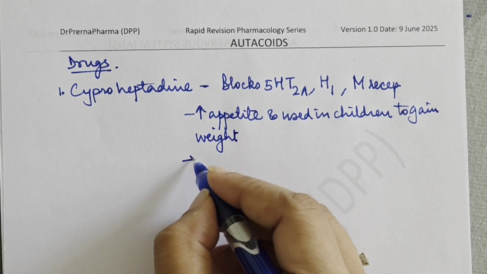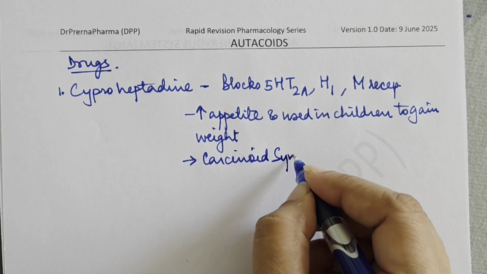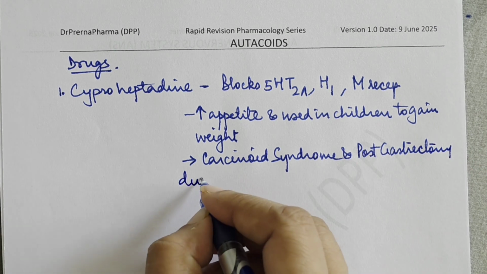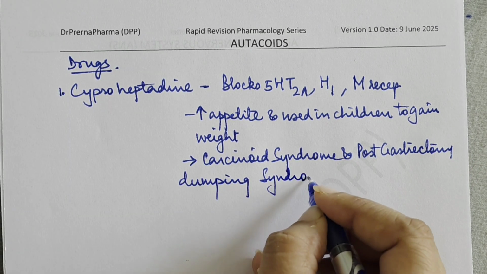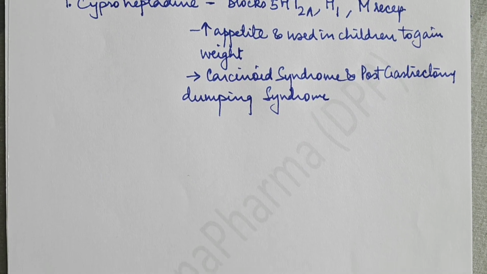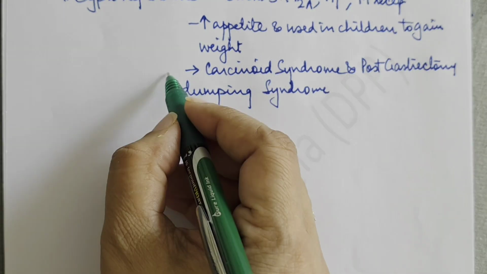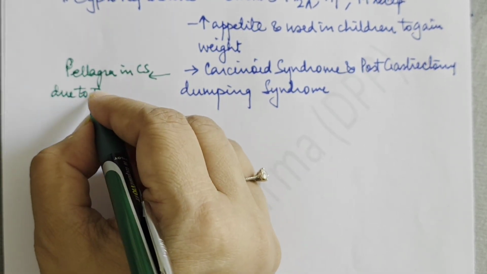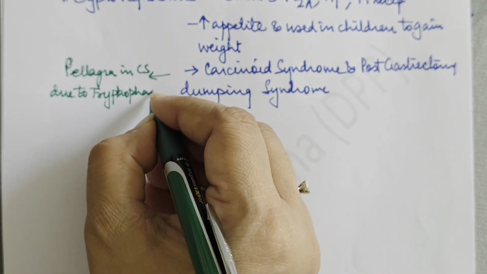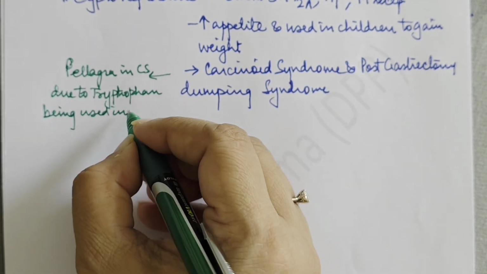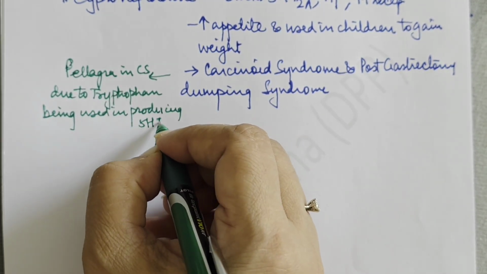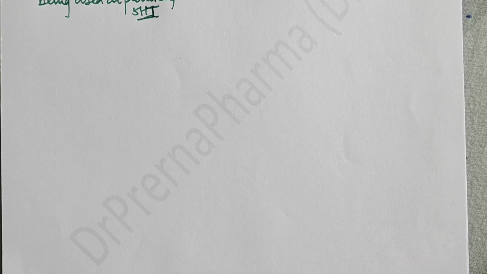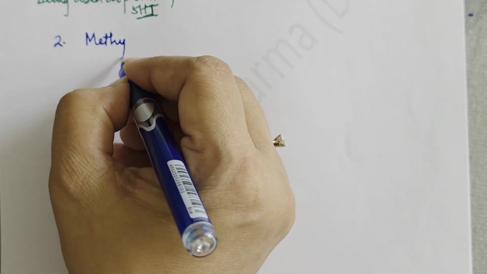Apart from that, cyproheptadine is also used in carcinoid syndrome and post gastrectomy dumping syndrome, because in carcinoid syndrome a lot of serotonin is secreted, resulting in diarrhea and increased peristalsis. Another important thing related to carcinoid syndrome is pellagra, which we see because tryptophan is being used in producing 5-HT.